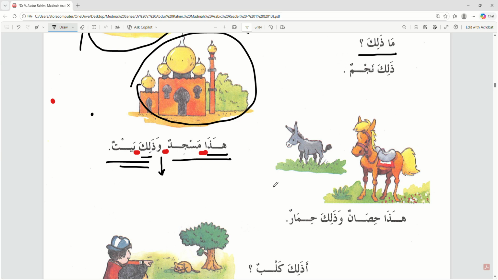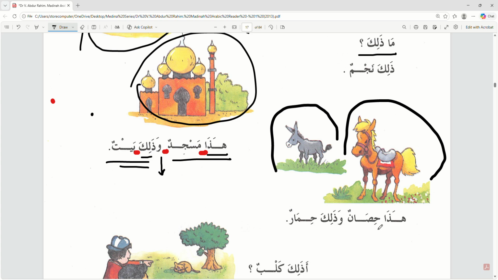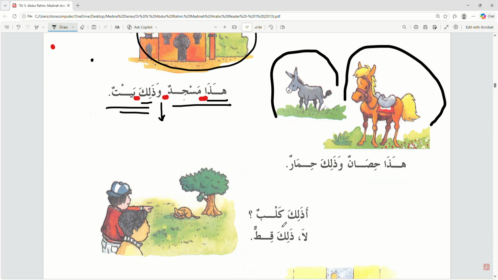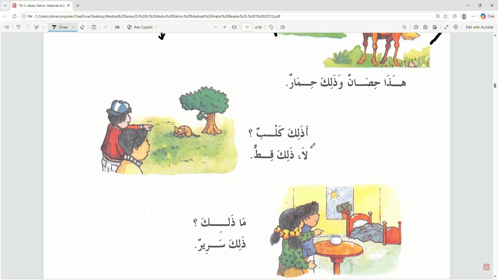All right. هَذَا حِصَانٌ. This is a horse. وَذَلِكَ حِمَارٌ. And that is a donkey. Again, notice هَذَا حِصَانٌ. You see the space? The wa is closer to ذَلِكَ. It goes with the word it precedes. وَذَلِكَ. And that is a donkey. Let's continue. أَذَلِكَ كَلْبٌ. Is that a dog? لا. No. ذَلِكَ قِطٌ. That is a cat.